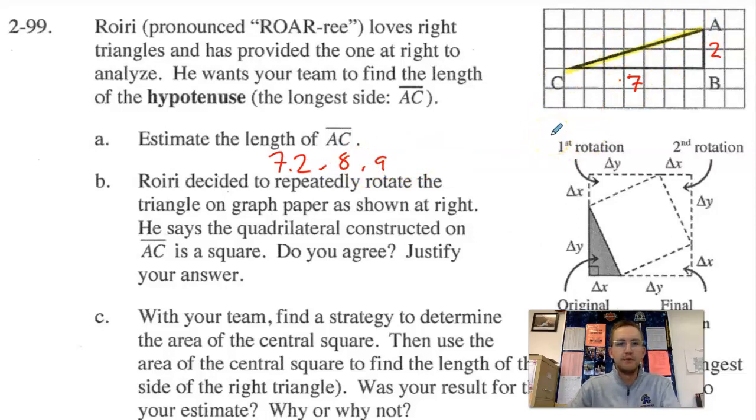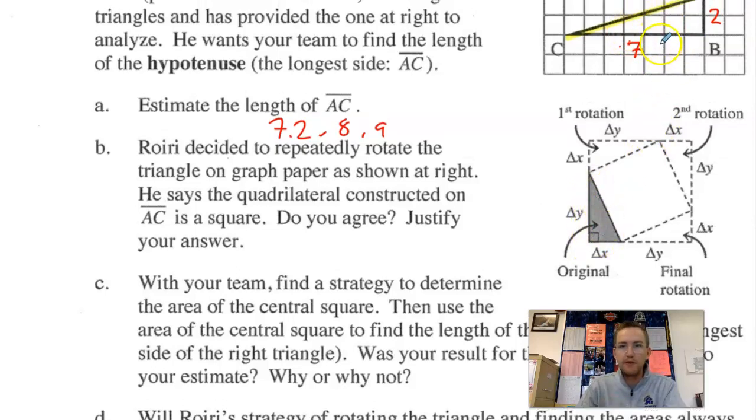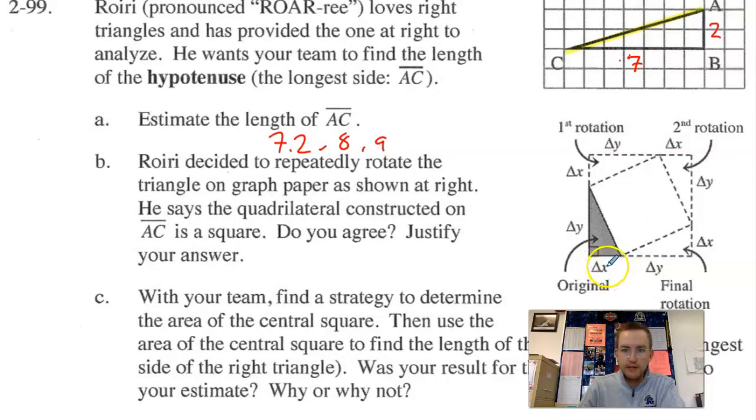So Rory decided to repeatedly rotate the triangle on graph paper as shown at the right. He says the quadrilateral constructed on line AC is a square. So do we agree? So this triangle right here, that shaded one, is the one that we have on our graph paper just above here. So this short side, that change in x that is labeled as, is really 2, and this is that long side of 7. So if we rotate it around the central point somewhere in here, and we have a first rotation, second rotation, third rotation right here, the key thing is this little symbol, and again, that means a right angle.